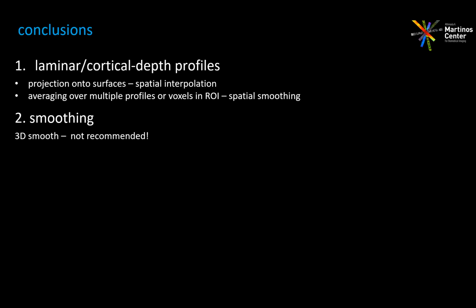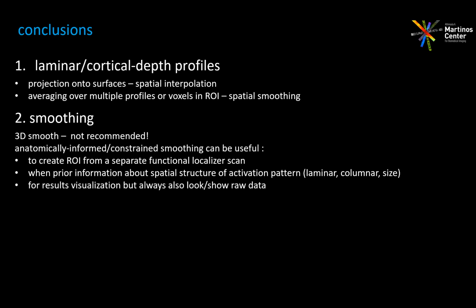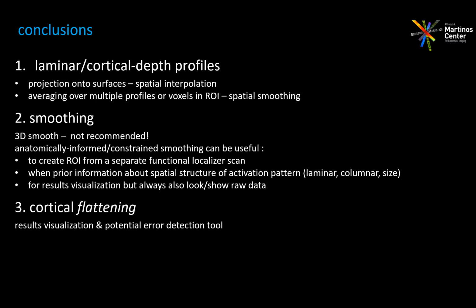As for smoothing, I think I showed you that 3D smoothing is not the best idea if we're looking at these small activations. Anatomically informed or constrained smoothing can be useful to create the ROI from the localizer scan, but also to visualize our data and results, assuming that we had some prior information about the structure of the activation that we expect. Just one more time, I'm going to reiterate: look at your raw data, show your raw data. It's a great tool, but you have to be careful not to introduce false activations.